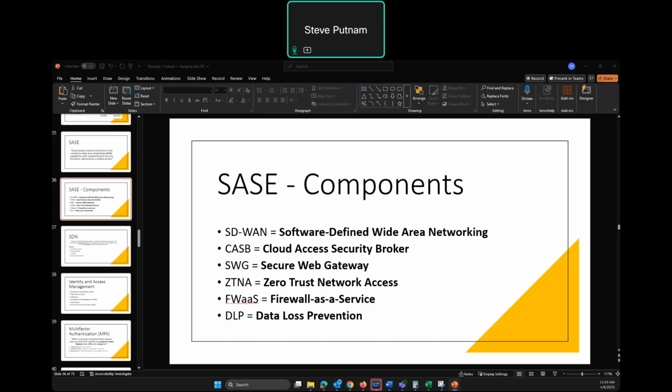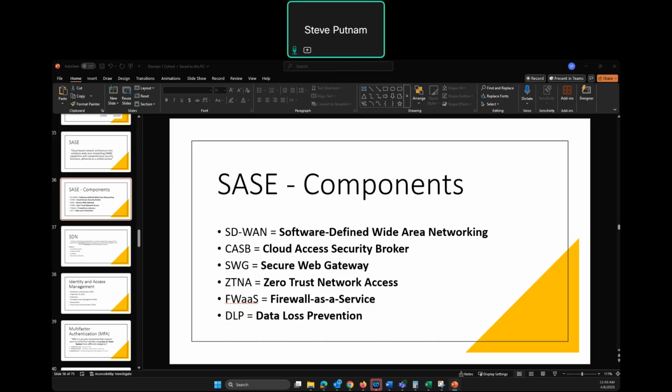The secure web gateway protects users from web-based threats. It filters malicious web traffic, enforcing acceptable use policies and blocking access to dangerous and inappropriate websites. We already talked about zero trust. We know what that does. Your firewall as a service. This is basically having a scalable firewall protection from cloud, inspecting traffic across all locations and devices without the need for traditional on-prem firewalls.